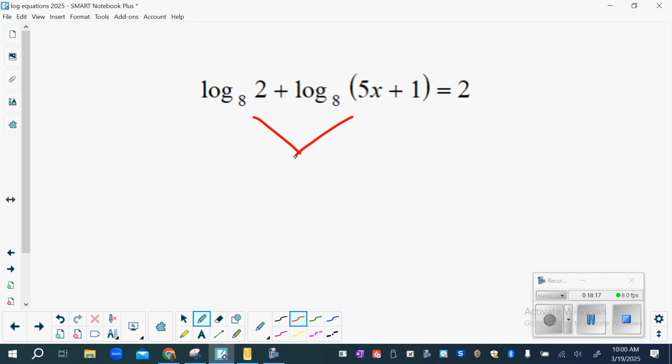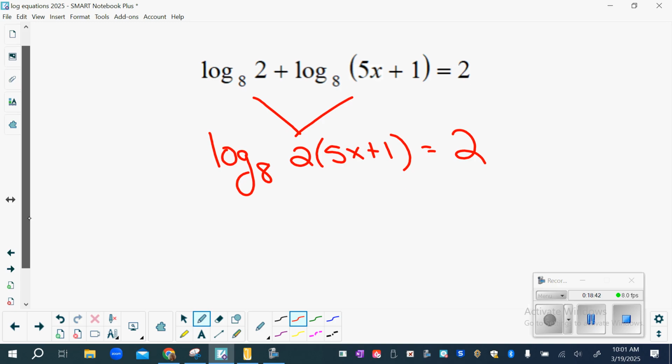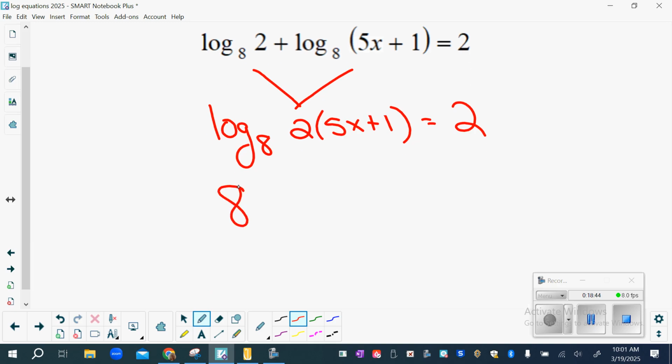Are you ready? Some of you are just rolling on this. So I'm going to say, wait a second, that's log 8. And I'm going to go 2 times 5x plus 1, because when I squish it, it becomes times, equals 2. And now I'm thinking, screw this. I'm not doing a log problem. I am going to take the base out of the basement. The exponent is the equals.